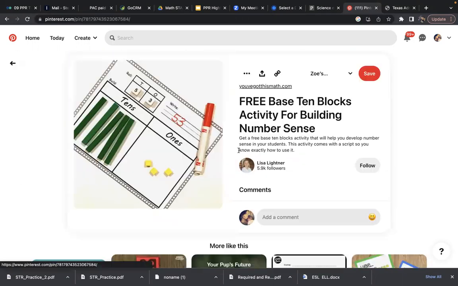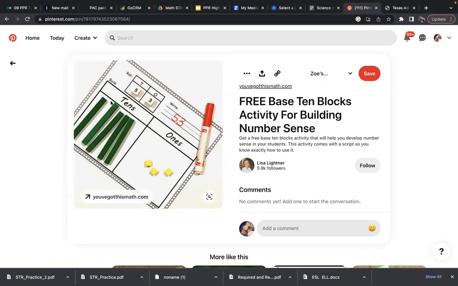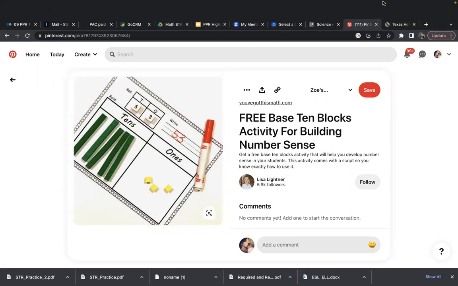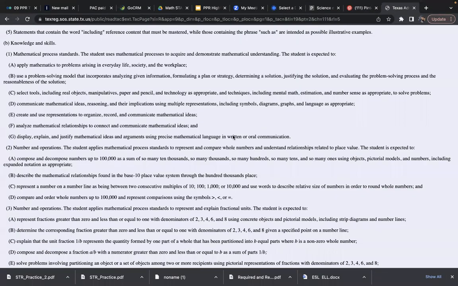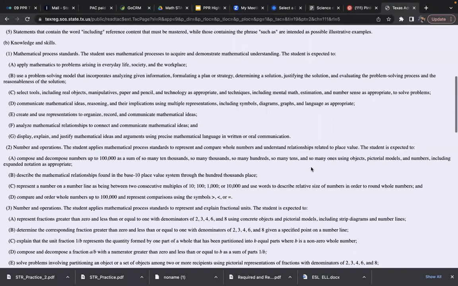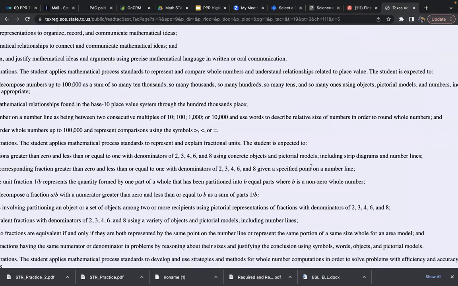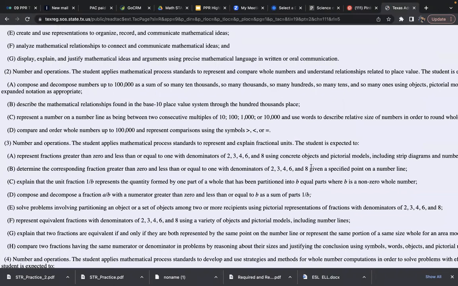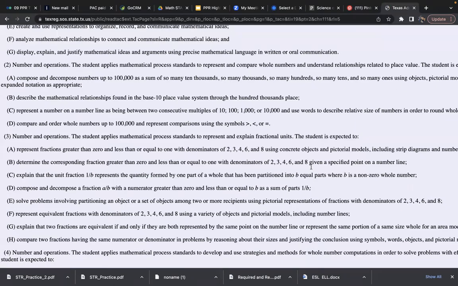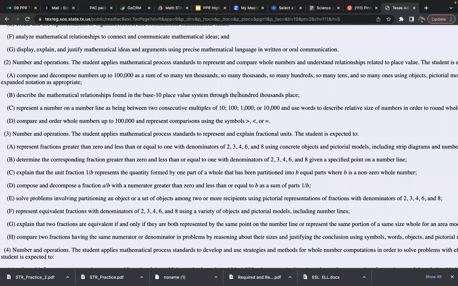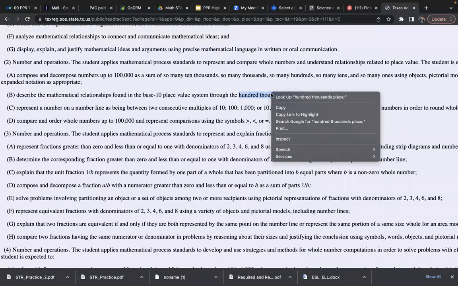Obviously they'll understand base 10s in a more simplistic way in first and second grade, but already in third grade, they're being asked to understand the relationship all the way through. What was it that I just said? What place was it? Through the 100,000s place.